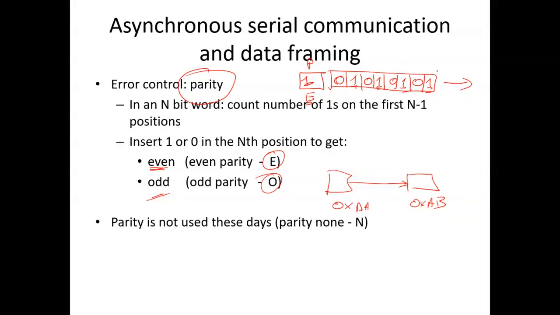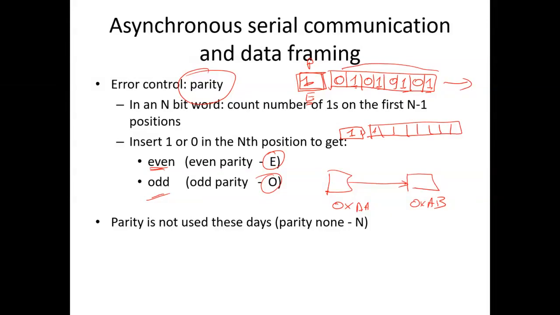Now, we'll send the data itself, and then we'll send the parity bit. The receiver will receive the data, and also the parity bit. Then the receiver has to calculate the parity bit from the received data, and then compare it with the received parity bit. If the received parity is the same as the calculated parity, that means there is no problem.